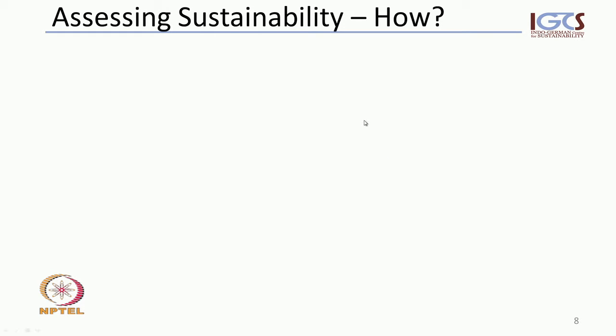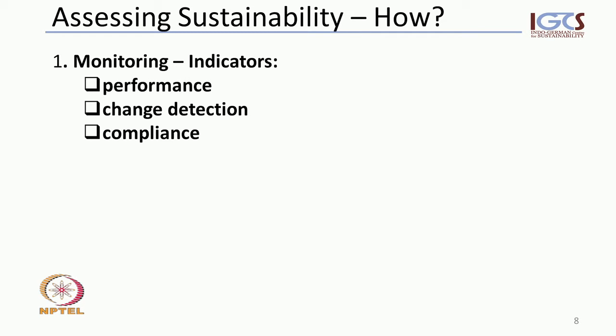Now, how can we assess sustainability? Well, in the context of water management, there are around 3 different tools or concepts that I want to introduce to you. First is monitoring, and for that we can use indicators. This helps us to analyze performance. We can also detect changes, and we can use monitoring for compliance checks. This is what we have been talking about previously.